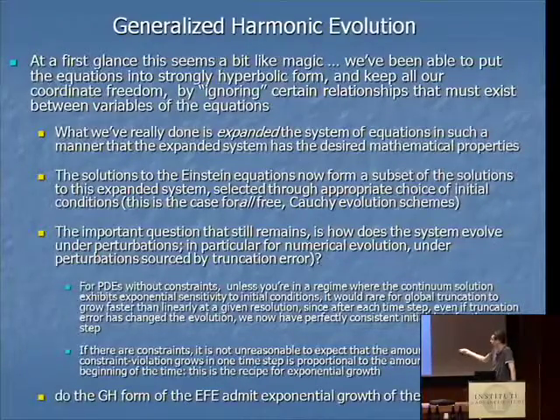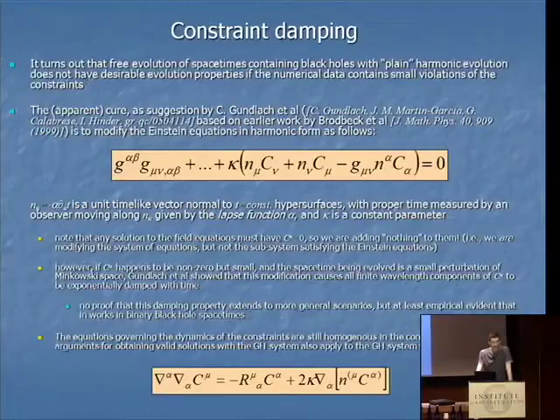And so the important question is, we have this constraint system that we're solving. Does it admit exponential growth of the constraints? And for the generalized harmonic form, yes, unfortunately it does. Not generically, but it turns out that for space-time that contains black holes, it does have exponentially growing constraint-violating modes.